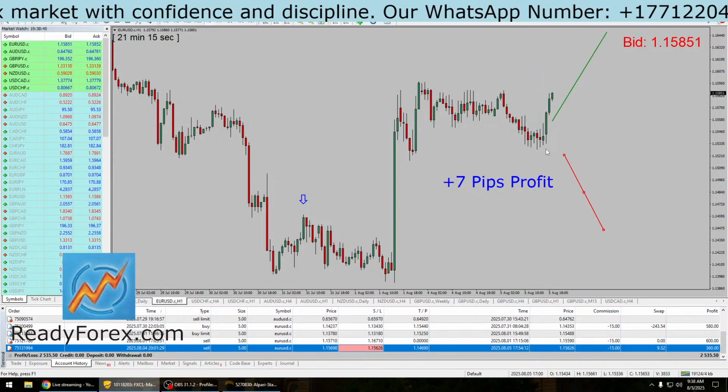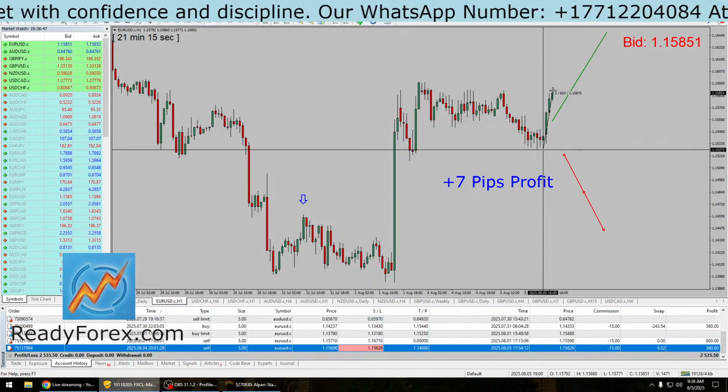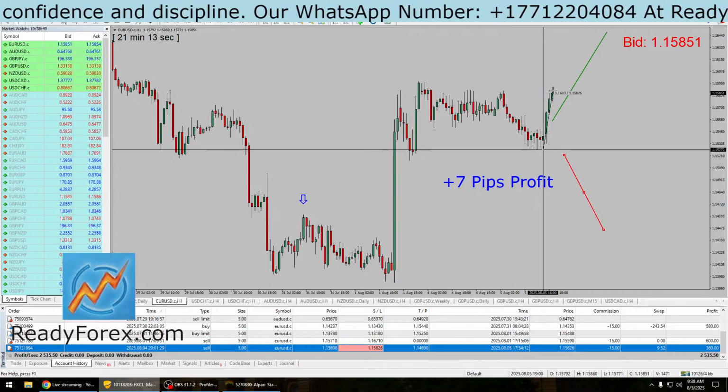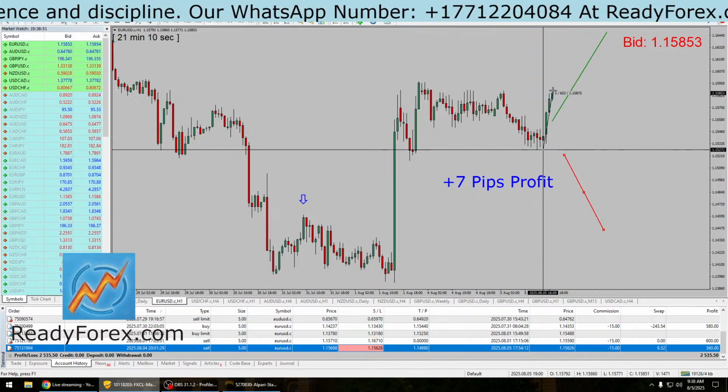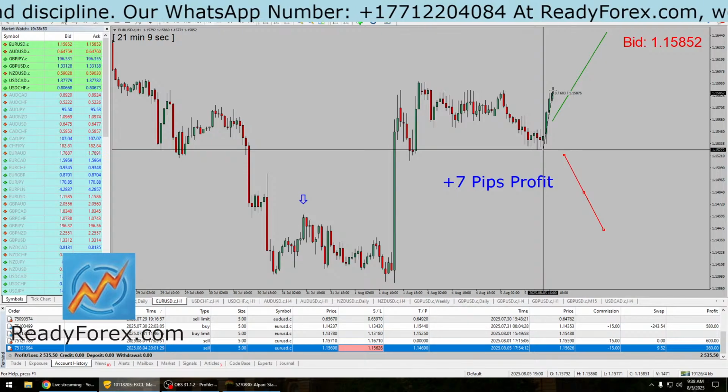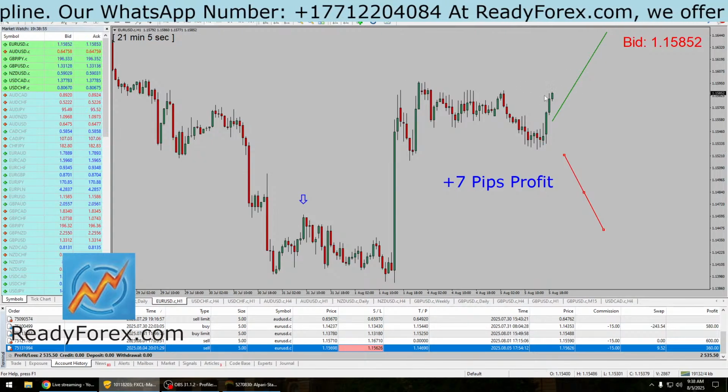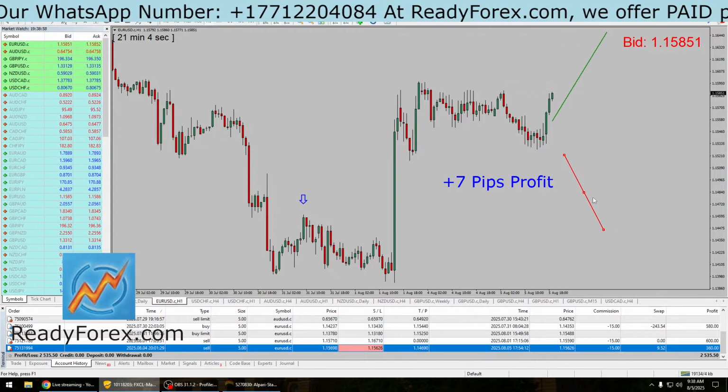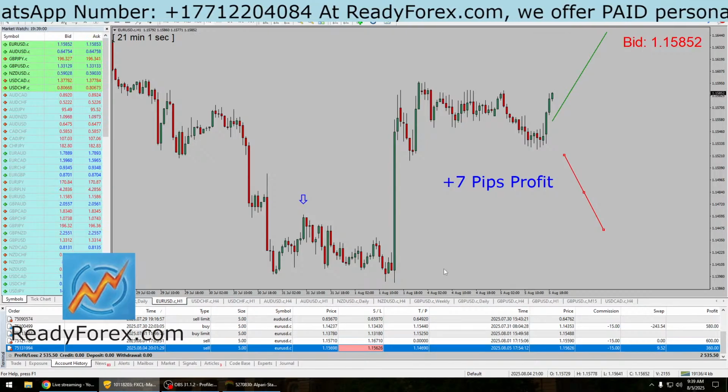And look what happened. Price action is now moving up, and if I was holding this sell trade, I would be holding a losing trade. My P&L would be in loss. I did that at that time.